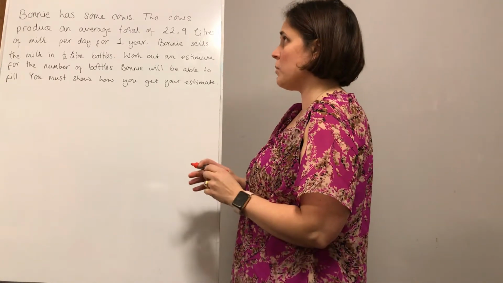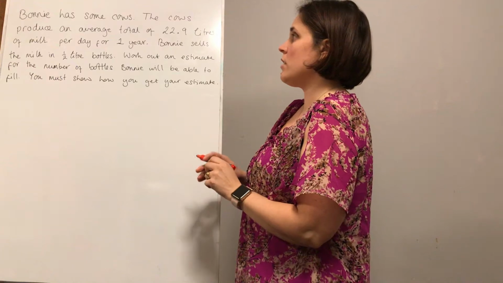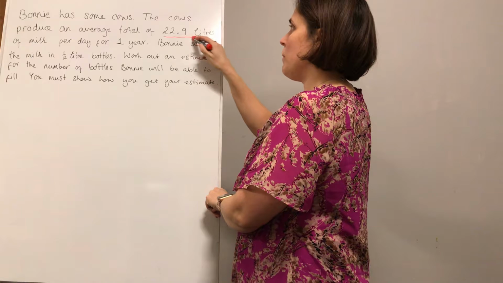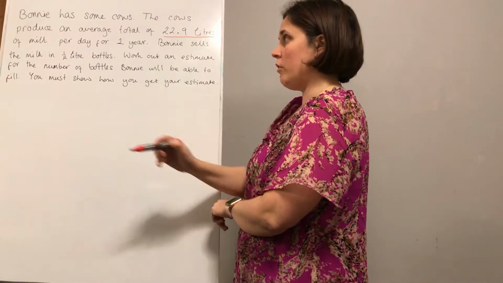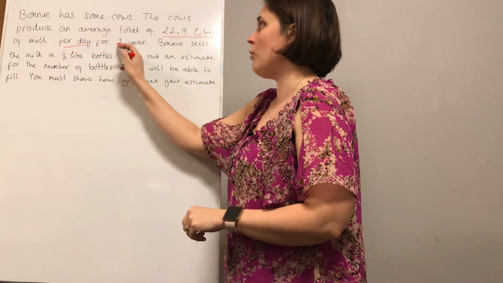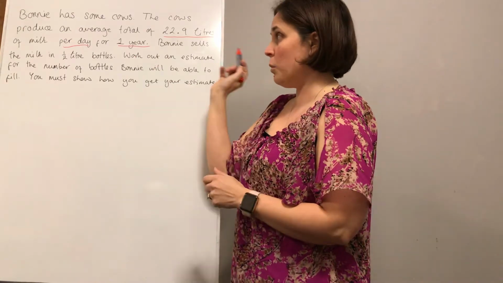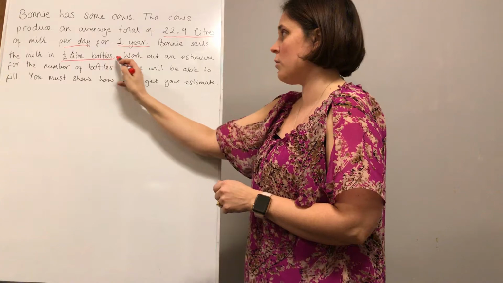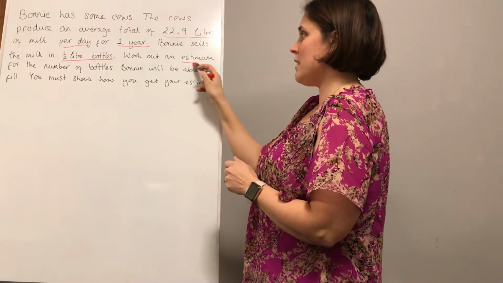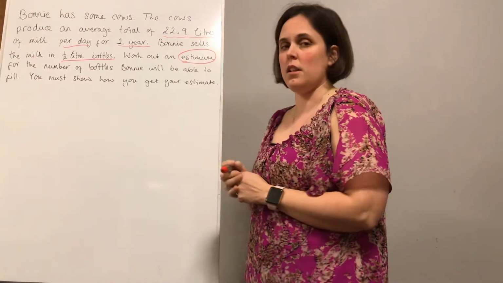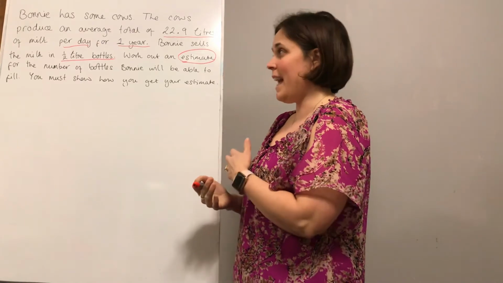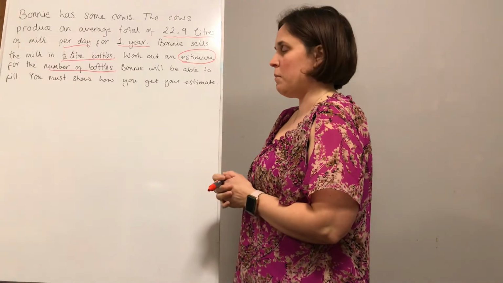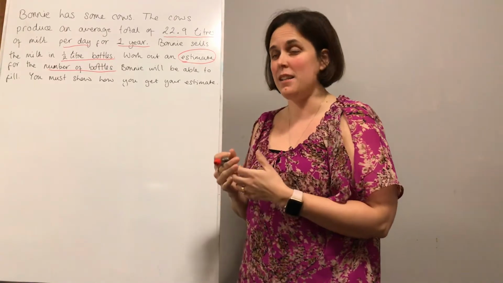So what's really important here is that you underline all the key parts. So first of all, we've got 22.9 litres of milk per day for 1 year. It's important that we notice that she sells the milk in half-litre bottles, and then this is your big hint to the question. It says work out an estimate for the number of bottles that she'll be able to fill. Okay, so it's an estimate.